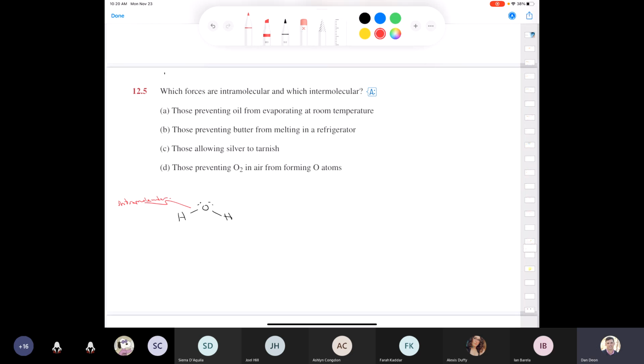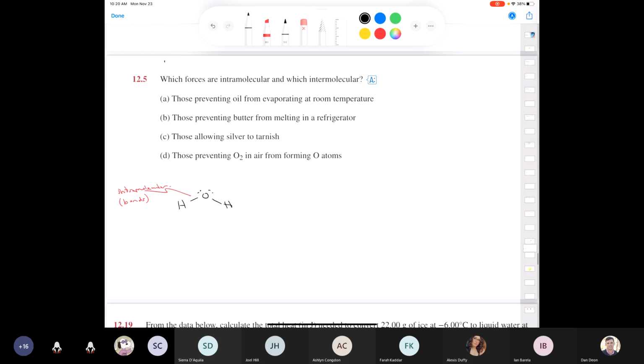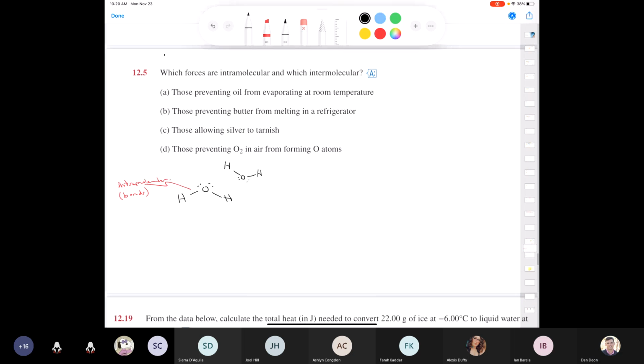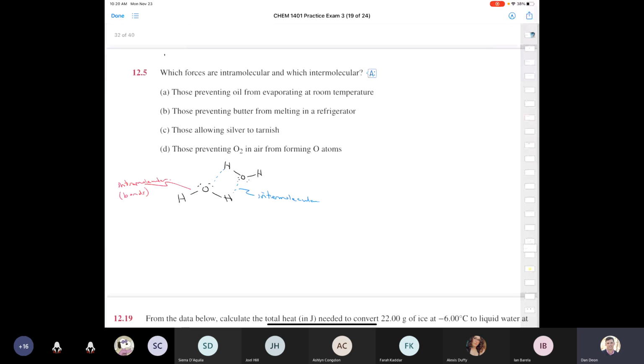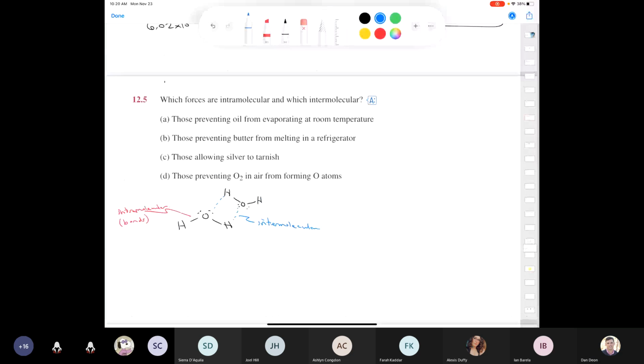Which is another way of saying the bonds, the type of bonding in the molecule. Intermolecular forces in water, for example, would be hydrogen bonding. That would be an intermolecular force between two different molecules. Okay, well, with that in mind, let's look at the possible answers, or the possibilities, sorry, the questions.